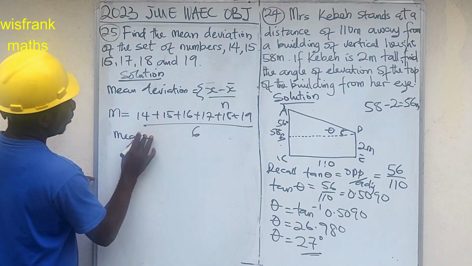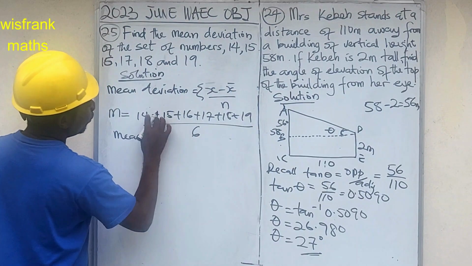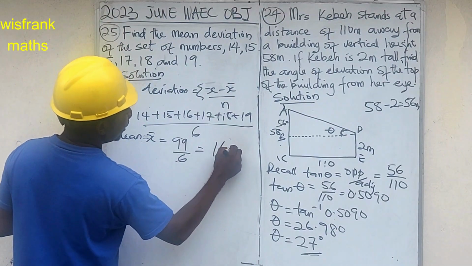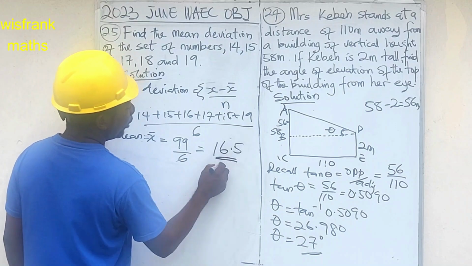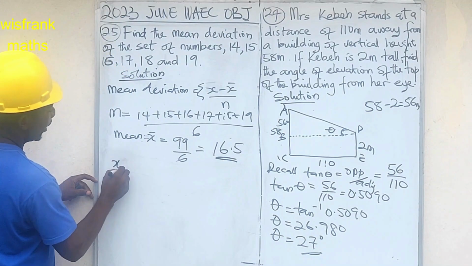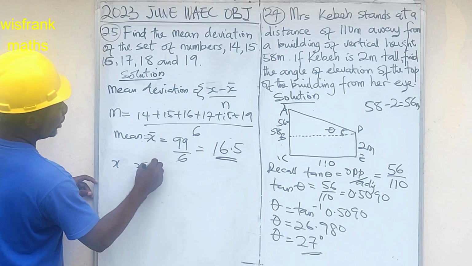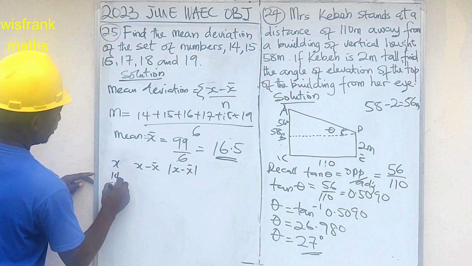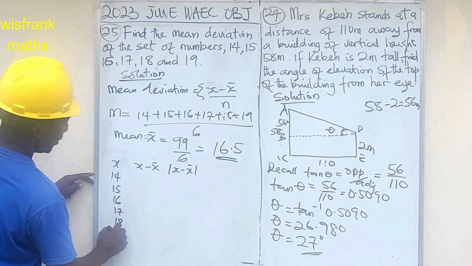So here we have our mean, which is x bar, equals, if you add all this, we are going to have 99 over 6, which equals 16.5. Our mean is 16.5. Then for us to find this, we are going to form a table where we have x, and we also have x minus the mean, and also the absolute value of x minus the mean. So this way, we're going to have 14, 15, 16, 17, 18, and 19.